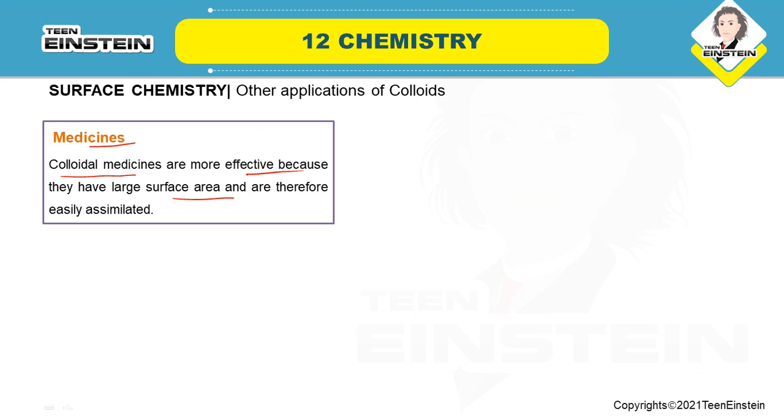But compared to the particles of true solution, colloidal particles have higher dimension, so surface area will also be high. Because of this increased surface area, their assimilation in the body will be very effective. Because the higher the assimilation of medicine, the higher will be its effectiveness. So this is the actual reason why colloidal medicines are more effective: a large surface area.